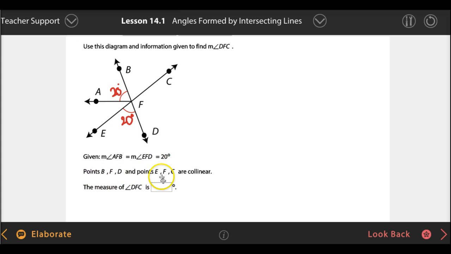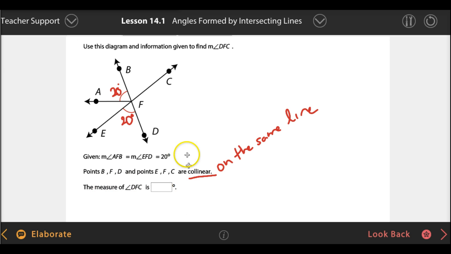Points BFD and points EFC are collinear. Just so you know, collinear means they are on the same line, okay? So all those points are on the same line. So BFD, this is one line, and all those points are on the same line. And EFC, this is one line, and all those points are on the same line.